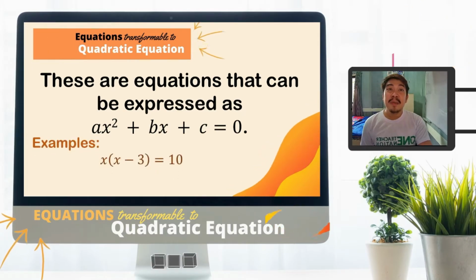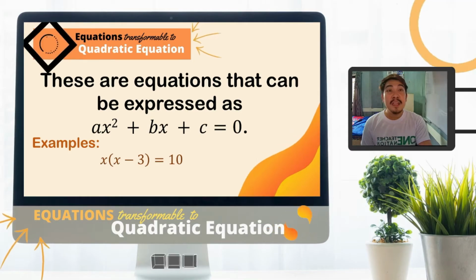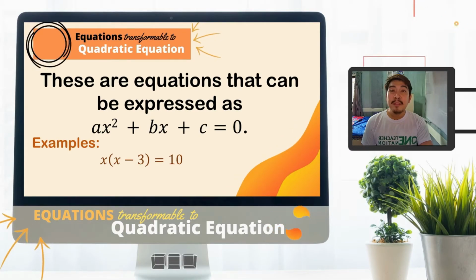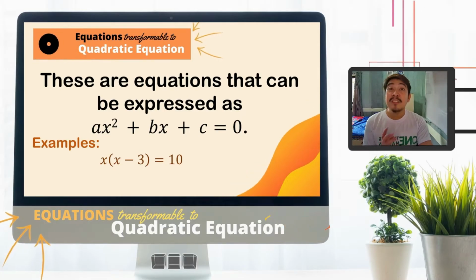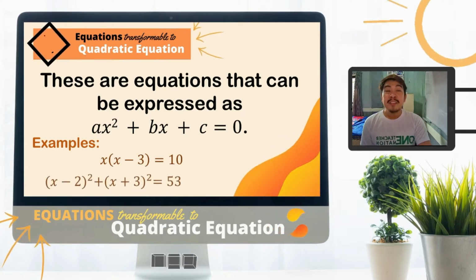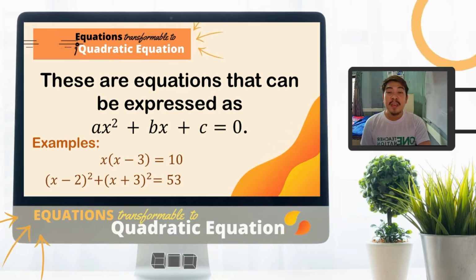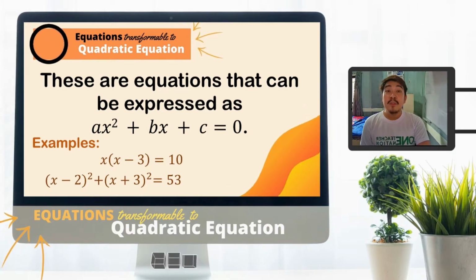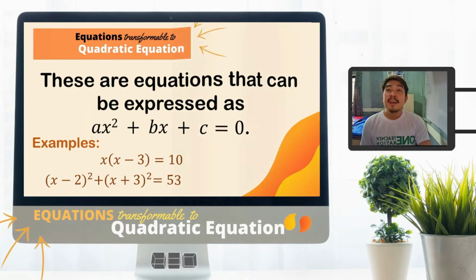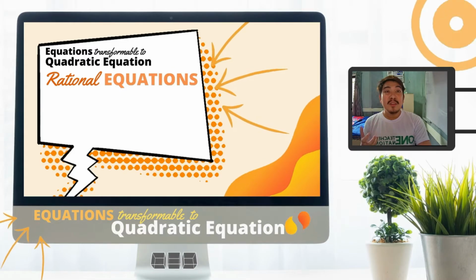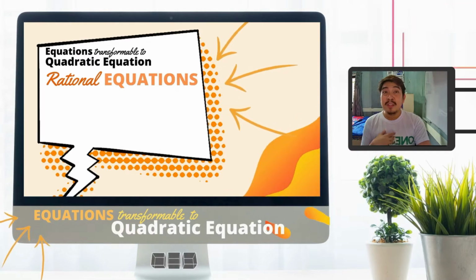We have x times the binomial x minus 3 is equal to 10. Where in fact, if we are going to apply distributive property, we will find out na quadratic equation pala siya. Same with this one. The square of x minus 2 plus the square of x plus 3 is equal to 53. Okay? So meron tayong isa pang kino-consider na equations transformable to quadratic equation.